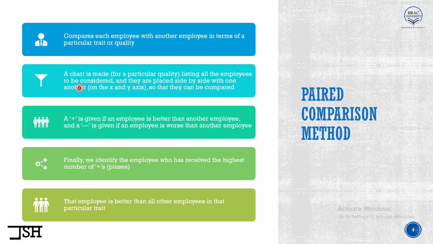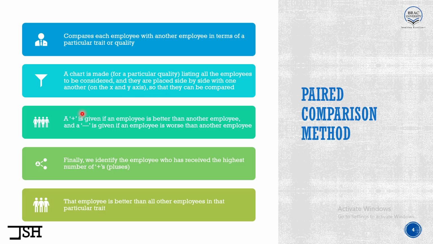Next, a chart is made for a particular quality listing all the employees to be considered, and they are placed side by side with one another. So on the X and Y axis so that they can be compared. So you can see here a chart, an X and Y axis, right? But just to make things easy for you, I have used a table, but it's the same thing. So in that table, we listed all the employees and compared them or placed them side by side.